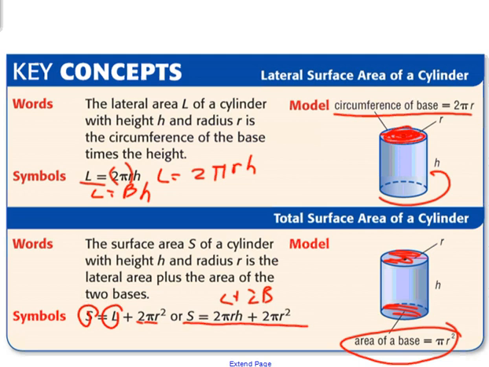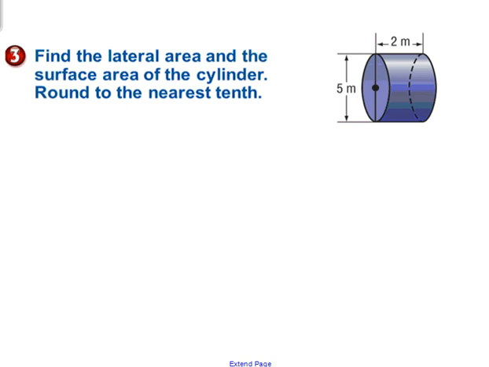Gives me the total surface area of the can, and the equation becomes 2πrh plus 2πr squared. Well, let's jump in and do an example. Here we are asked to find the lateral surface area and the total surface area of the cylinder. Well, the lateral surface area would be this distance around the outside of the can, or the outside of the cylinder.